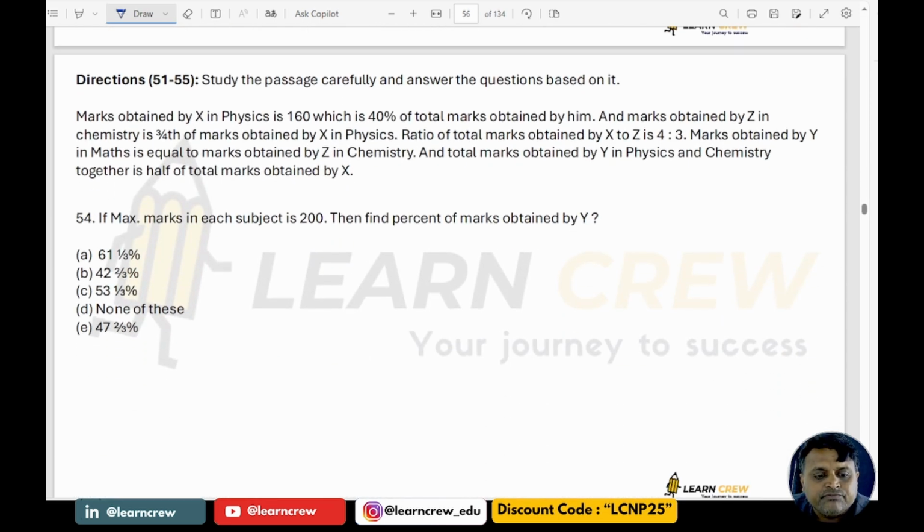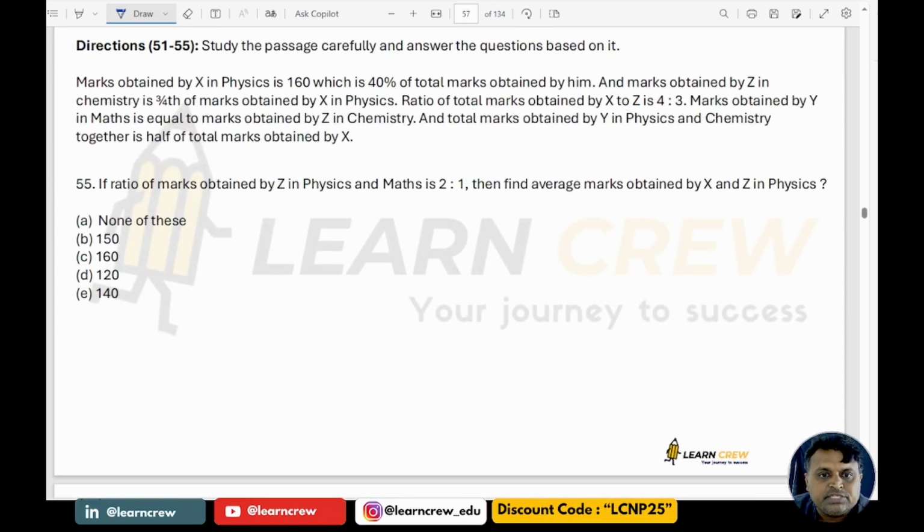Question number 54. If the maximum marks in each subject is 200, then find the marks obtained by Y. Y got 320 marks out of 600. 320 marks out of 600 is how much percentage? You can say 2 zeros cancel. So the answer is 53 1 by 3. 53 1 by 3. Yes or no? 53 1 by 3.